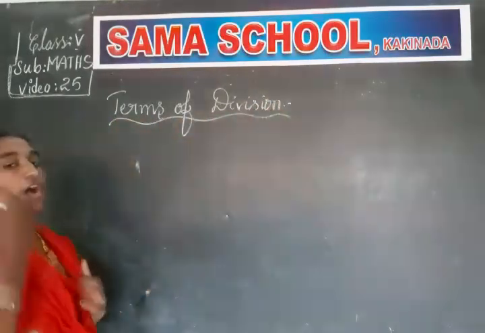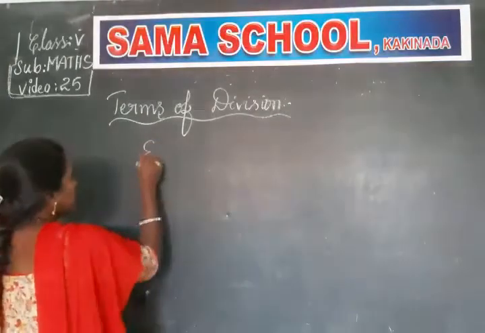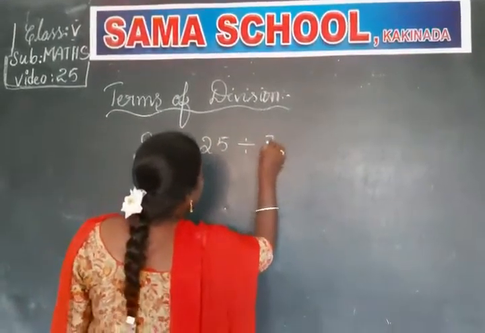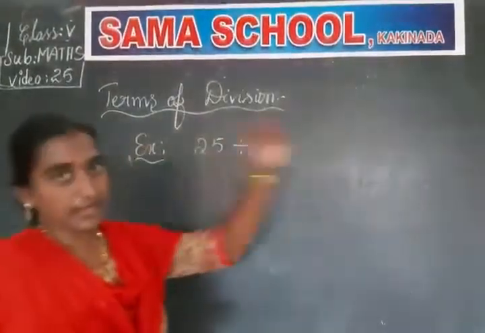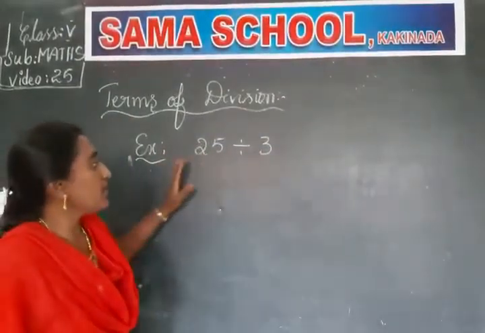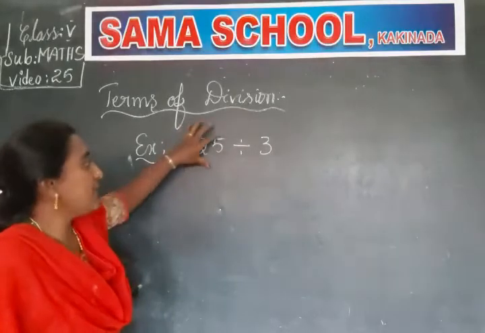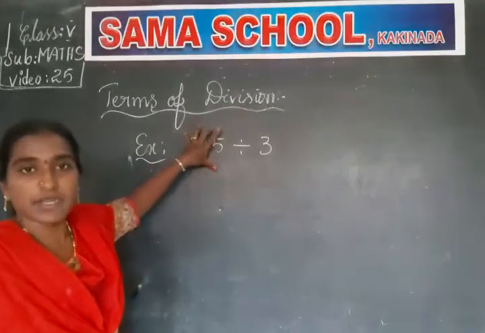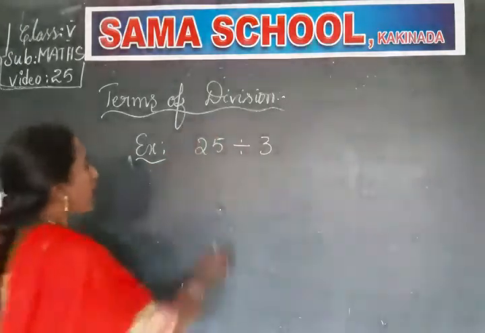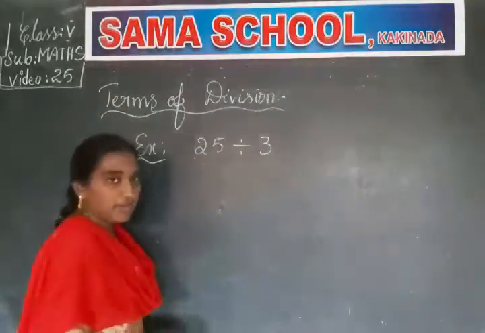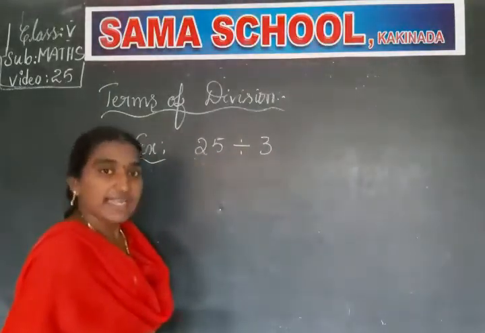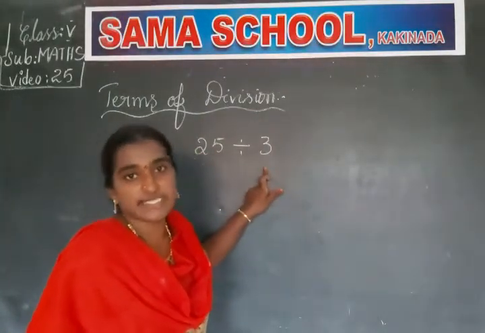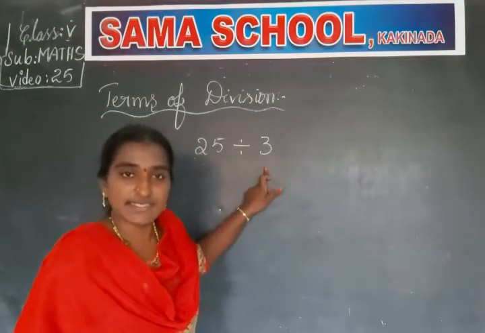Look here, how to define the terms of division. For example, we will take 25 divided by 3. Whenever a division question is given like that, always the big number should be divided by the smaller number. And here the biggest number represents the dividend. Among these two numbers, which is the big number? 25. So 25 is called the dividend. And this 25 is divided by which number? 3. Then this 3 is known as the divisor.